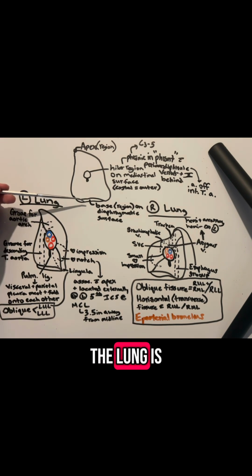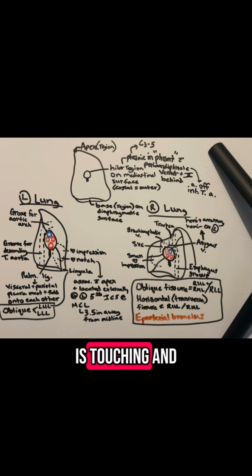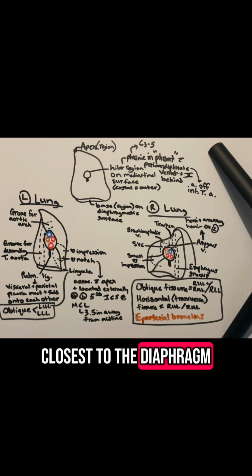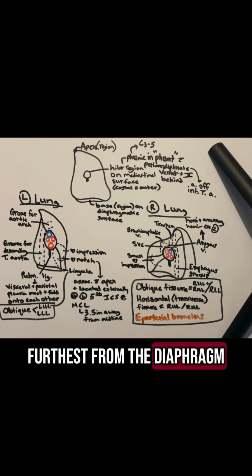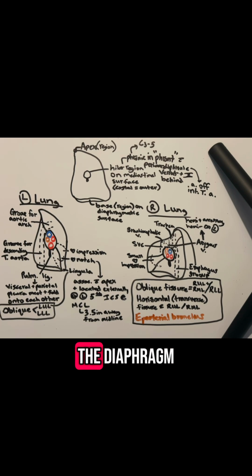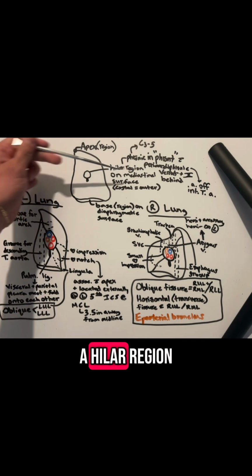The base of the lung is located on the diaphragmatic surface, the surface that is touching and closest to the diaphragm. So the apex is the region of the lung furthest from the diaphragm, whereas the base is closest to the diaphragm. Aside from the apex and base, we also have a hilar region.